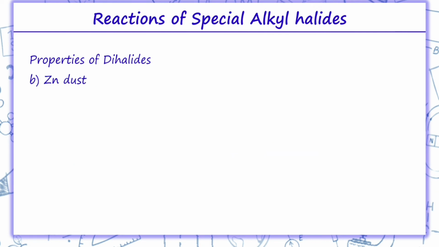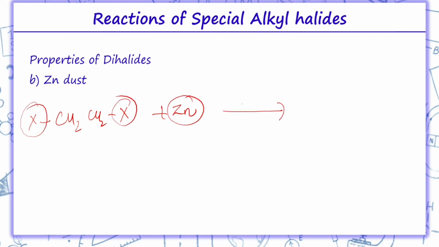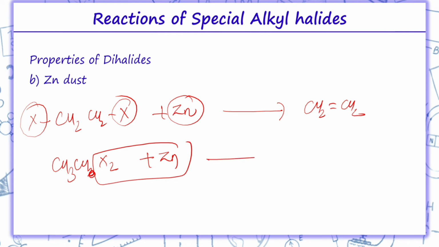Next is with zinc dust. So CH2 vicinal dihalides on reaction with zinc dust. So when vicinal dihalides react with zinc dust, this Zn, X and X will be removed. Thus we will get over here CH2 double bond CH2. Second we have gem dihalide. So when gem dihalides react with zinc dust, it also gives alkenes. So this is how dihalides react with zinc dust.